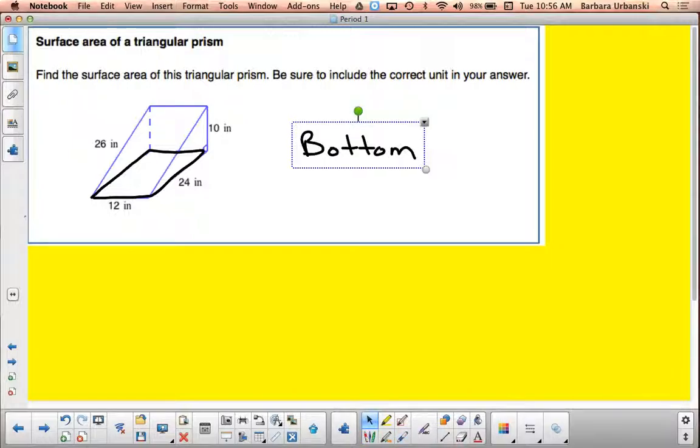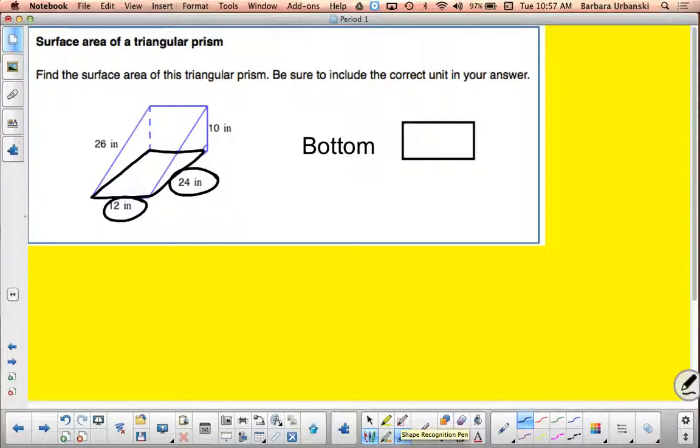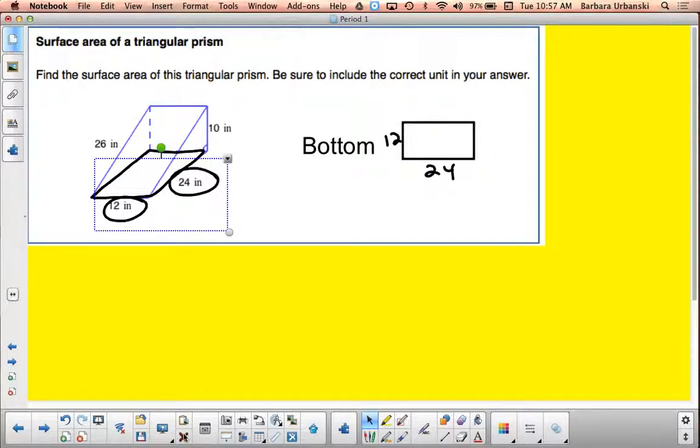I'm going to look at the shape, and the shape is obviously rectangular. I could take a look at the dimensions, and I should be able to see that it is 12 inches by 24 inches. So I can go ahead and put 12 and 24 here, and I just took care of that bottom portion, which is fine.